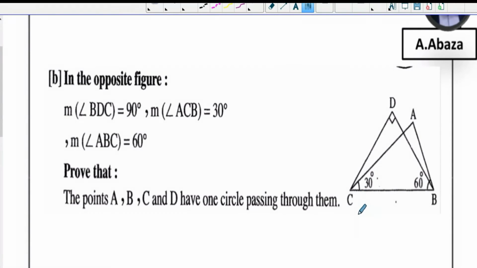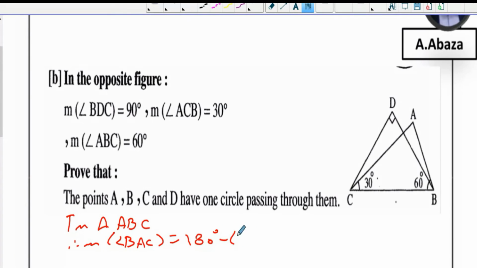Yes, very good. Look at the triangle ABC. In triangle ABC, you have an angle of 30 and another angle of 60 degrees. I can find the measure of the angle A. The measure of the angle BAC equals 180 minus (30 plus 60), which equals 90 degrees.